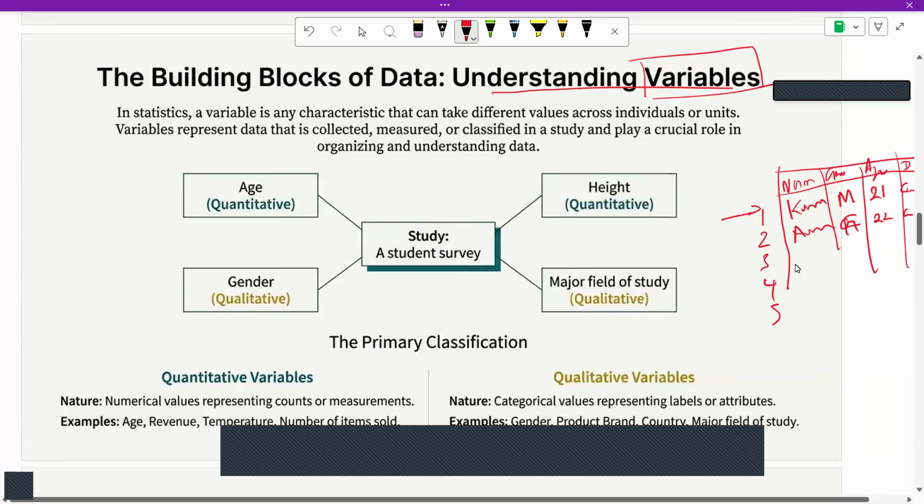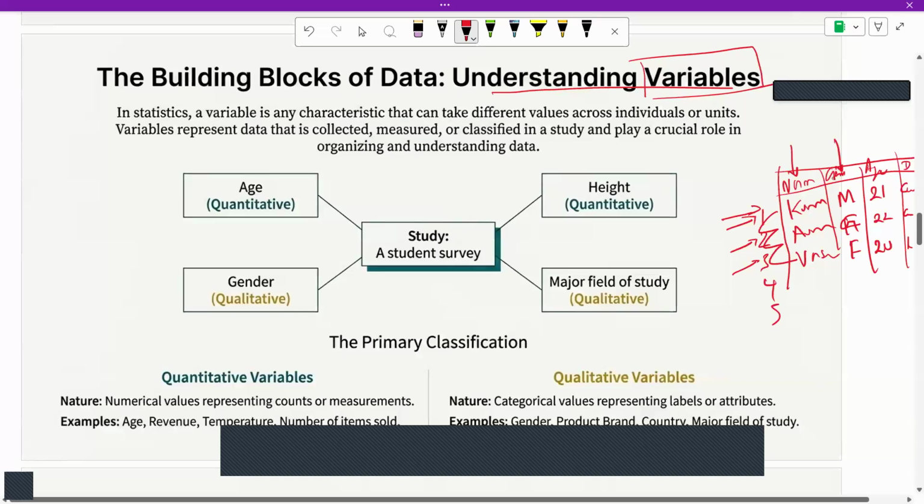And Vasanta, female, age 20, and district Kandy. Here you see the name takes different values in different observations. These are the observations: observation 1, observation 2, observation 3, like that.